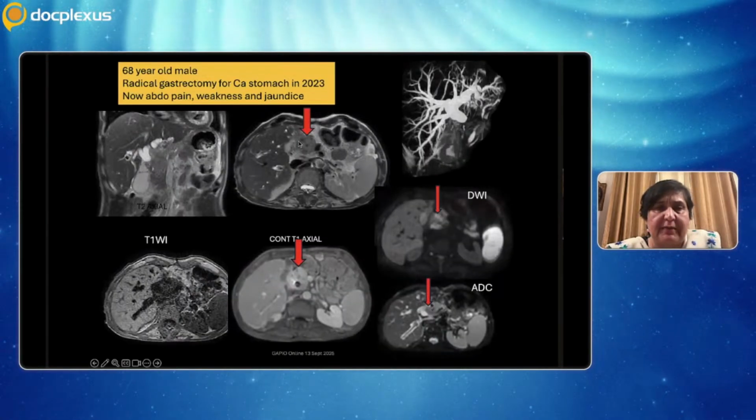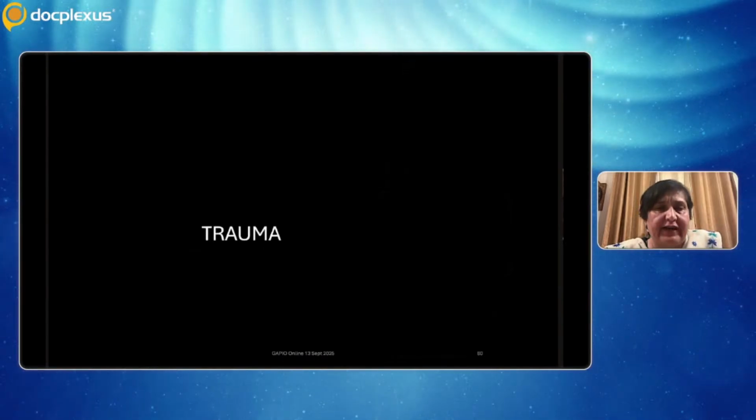This was a case of carcinoma stomach who had undergone radical gastrectomy. And later on, what we found was this well-defined hypointense lesion in the region of the pancreatic head, which was showing contrast enhancement, showing restricted diffusion. And this was either a metastasis to the pancreas from a carcinoma stomach, or it was a primary pancreatic tumor.